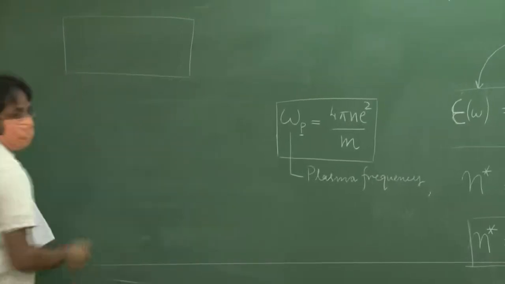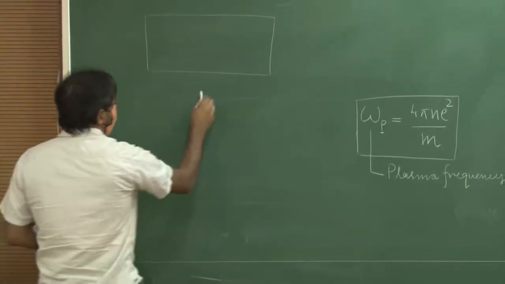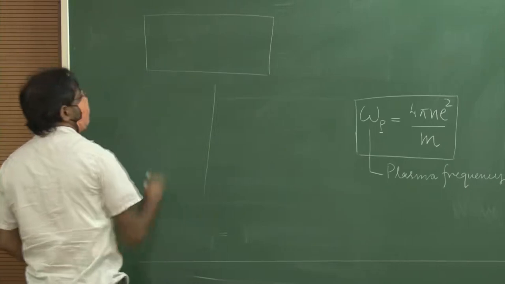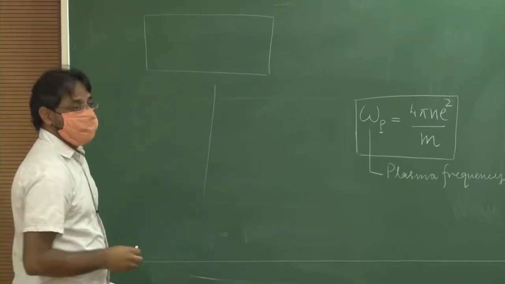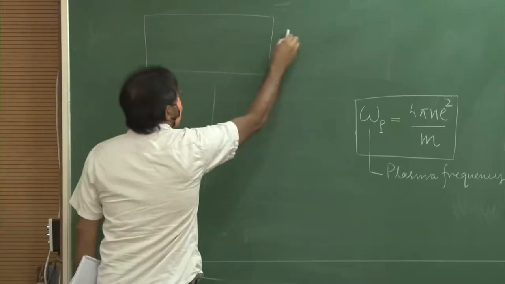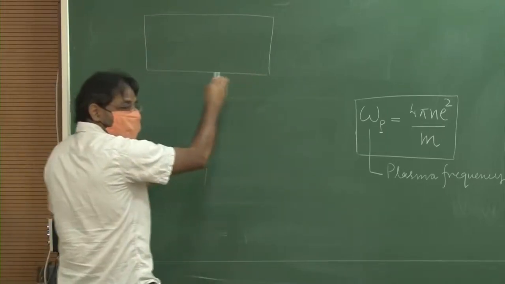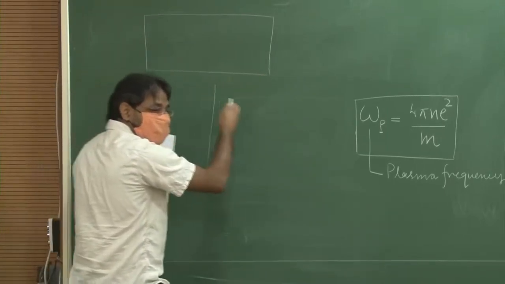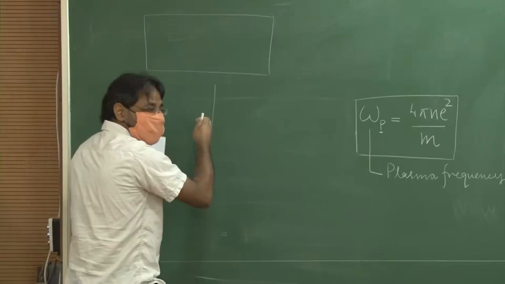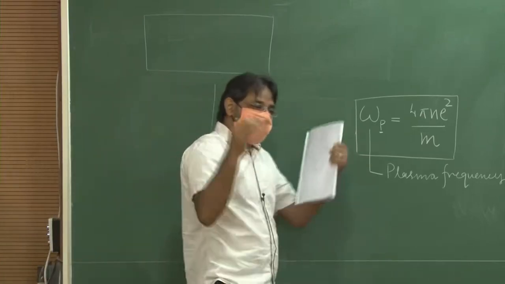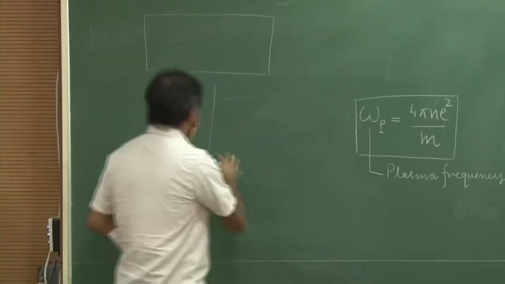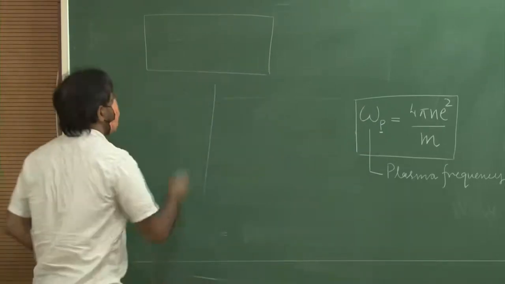Here is the metal block, and we shine the electromagnetic wave in this direction. That electromagnetic wave is exerting force on the electrons. Now, at omega p, the entire sea of electrons is moving in tandem with the electric field that you have applied, the electric field of the EM wave. There is a resonance, which means that the natural frequency of this electron gas moving as a whole, as a bulk object, is the same as this frequency. Okay, so let's try to see that.